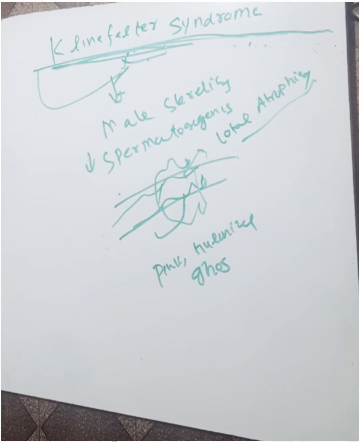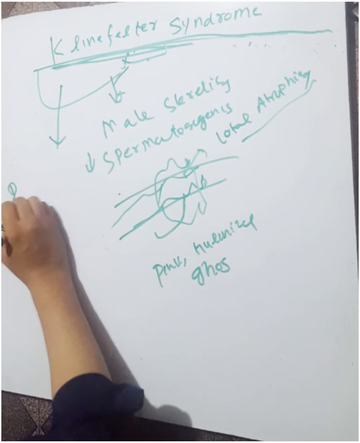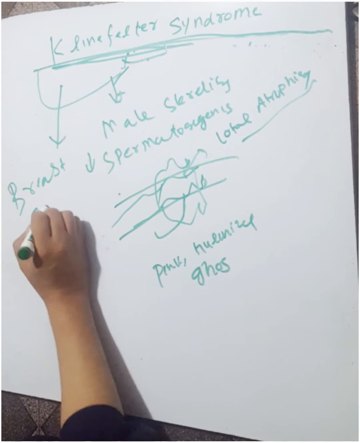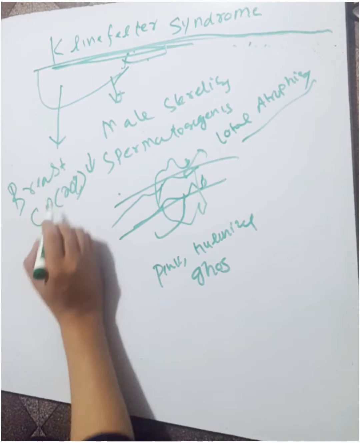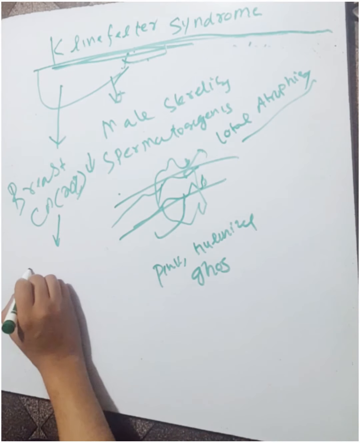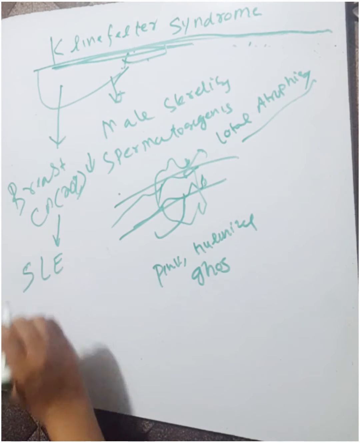Patients with Klinefelter syndrome have a higher risk of breast cancer, 20 times more than in the normal population. They may also be predisposed to autoimmune disease, for example systemic lupus erythematosus, SLE.